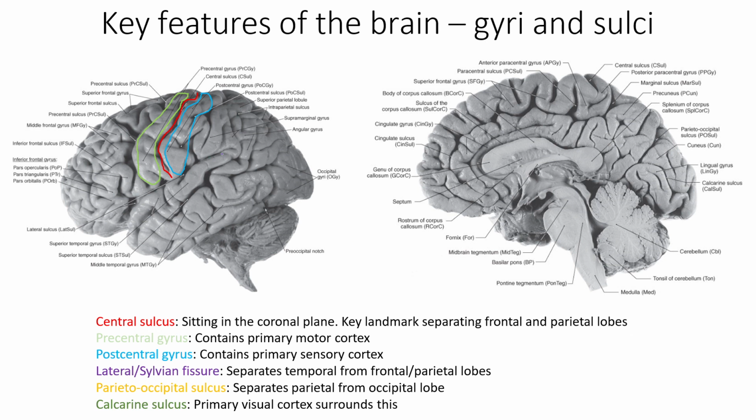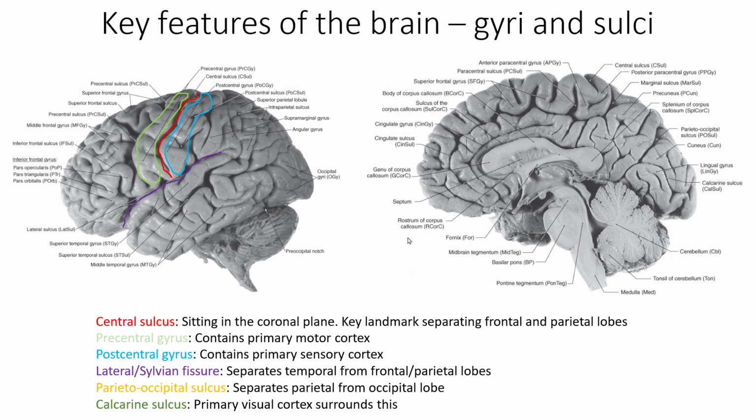Right, so here is the lateral or the sylvian fissure just here in purple. And you can see that the central sulcus goes all the way down from the midline to the sylvian fissure. And the sylvian fissure separates the temporal lobe from the frontal and the parietal lobes.